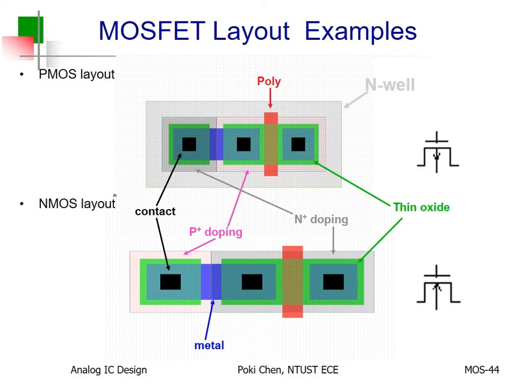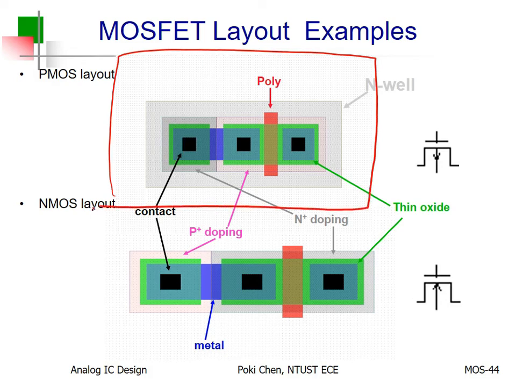Here is NWell. Allow me to highlight it. Outside of NWell, we have NMOS inside P substrate. For NMOS, to enhance the conductivity, both the source and drain are doped with N+. But what is the type of body? Body is P substrate. It should be P type. Okay, so we need to have P plus doping to contact the body for the NMOS.